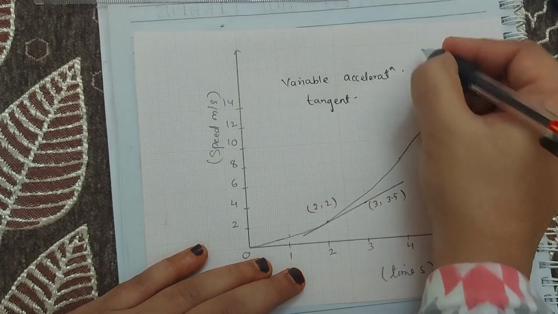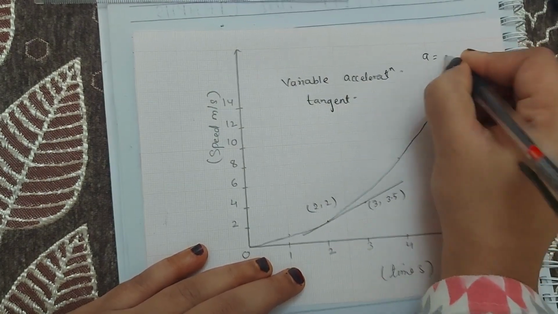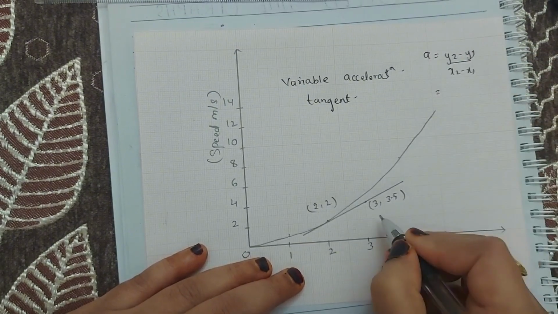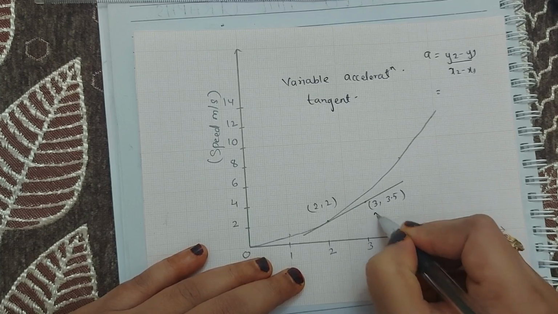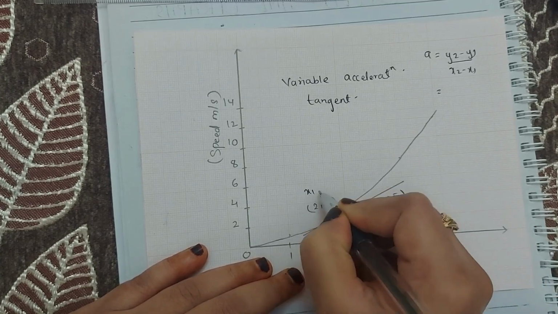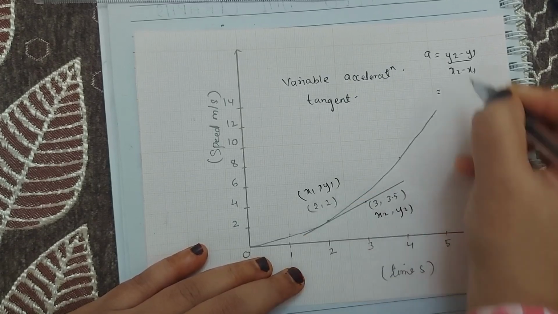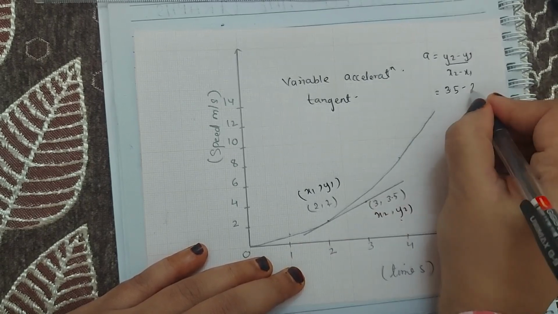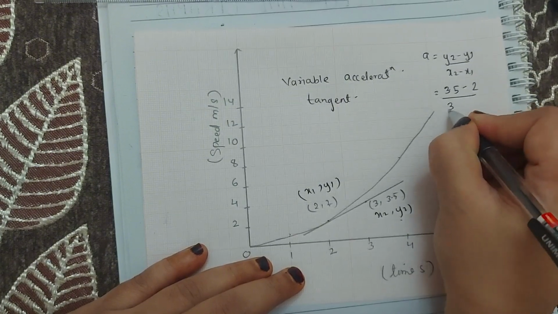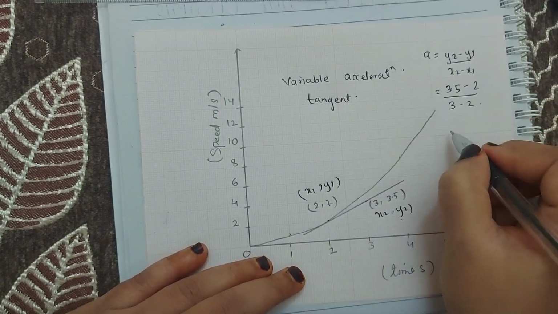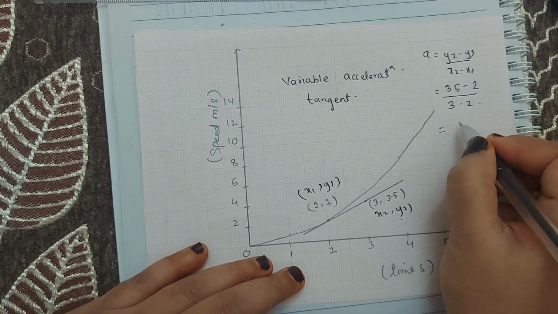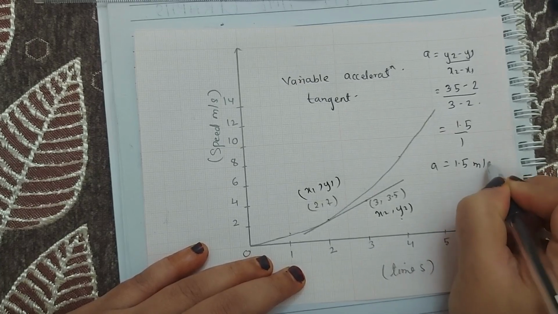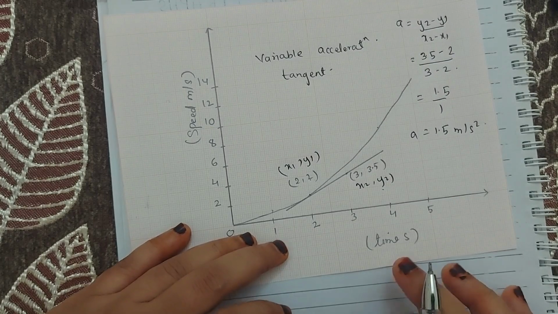How will you do that? Same, by applying the same formula, finding the acceleration by using the gradient. So we will apply the same formula for the gradient. The upper one is x2, y2. This is x1, y1. So y2 is 3.5, y1 is 2, x2 is 3, and x1 is 2. So 3.5 minus 2 will be 1.5 upon 1. So you're getting acceleration as 1.5 meter per second square.